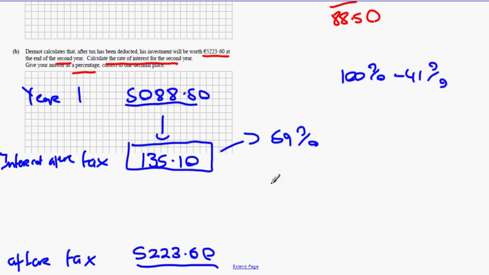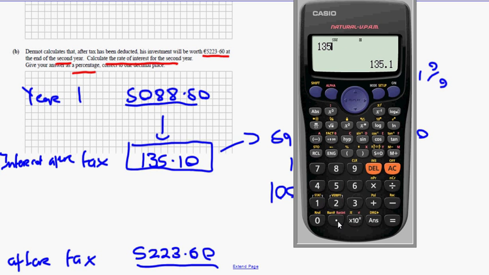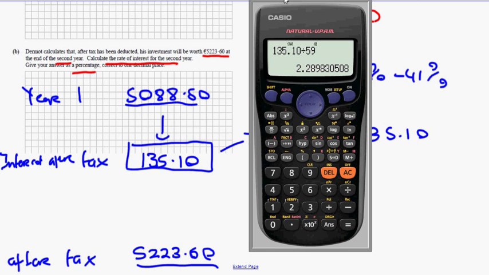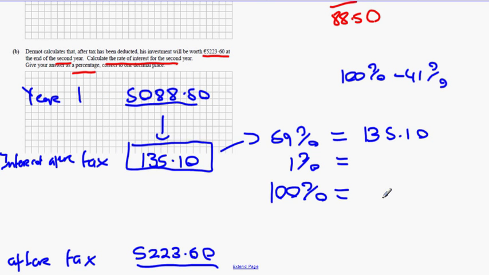So we have to find out what 100% of our interest was. So we're going to divide this number by 59 to find out what 1% is, and then multiply by 100 to find out what 100% is. So 135.10, we're going to divide that by 59, and what we get there is 2.29. Going to multiply that by 100, and what we get is 228.98. So 228.98 is the amount of interest we made this year.